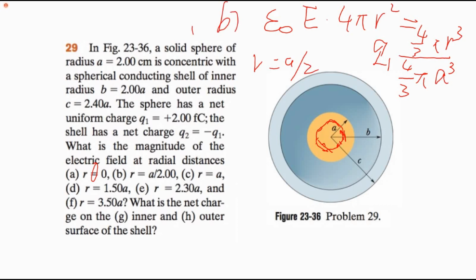You will have the electric field for point B, which as I calculated is about 2.25 times 10 to the minus 2 newtons per coulomb. Okay, so that's for B. And for C, r equals a. So that would be just at this location, right?